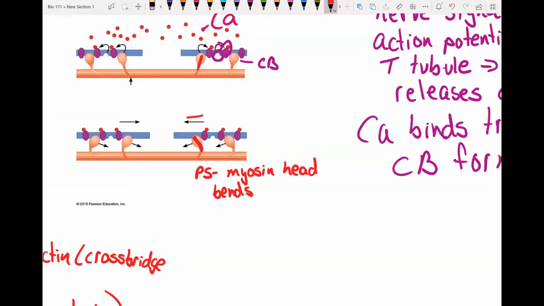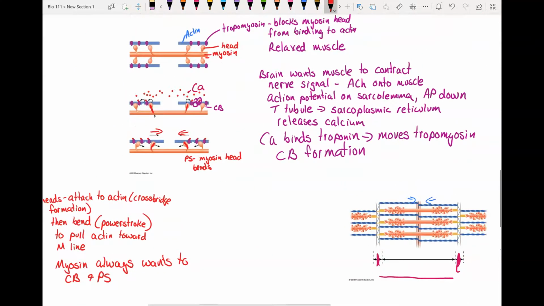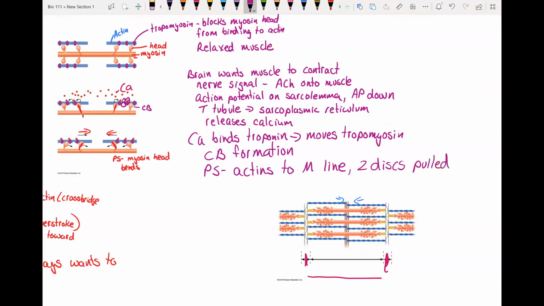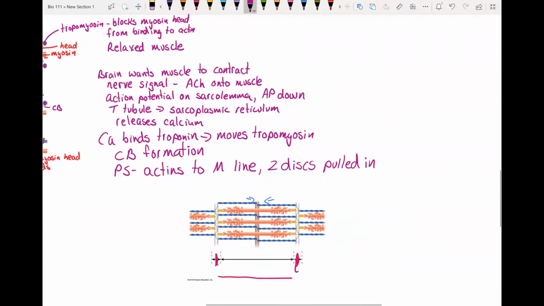And notice your actins move in. This one attaches at this angle, then it bends to this angle. It pulls the actin this way. So then you have your power strokes and the actins are pulled toward the M line. And the actins are attached to the Z disc, so then they pull the Z disc to the M line, or closer to the M line. And then it is shorter, which is the muscle contracted.